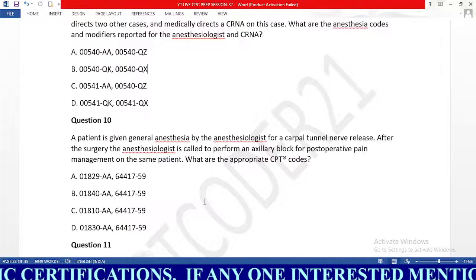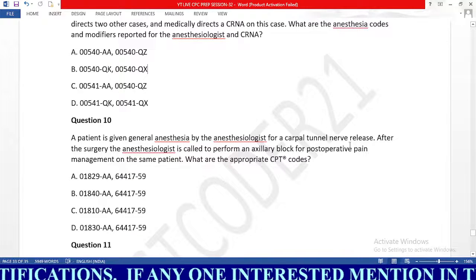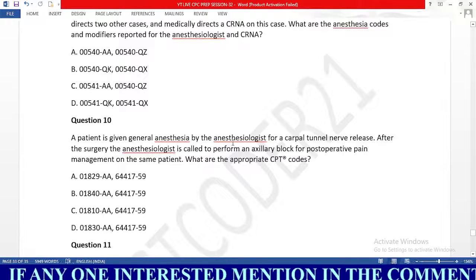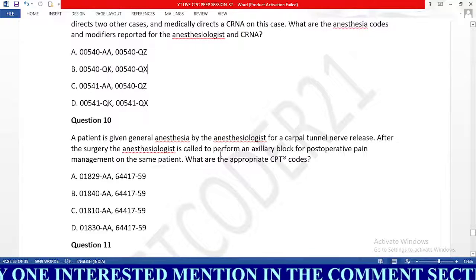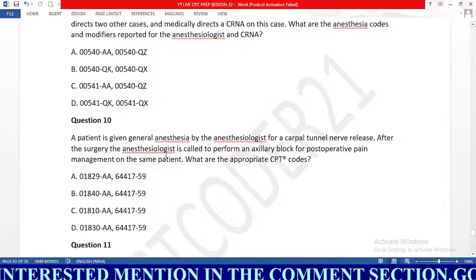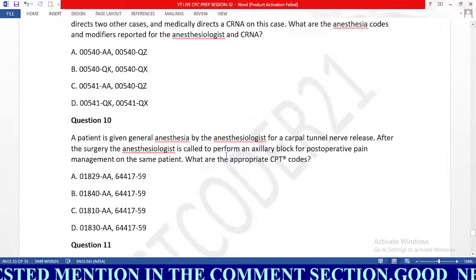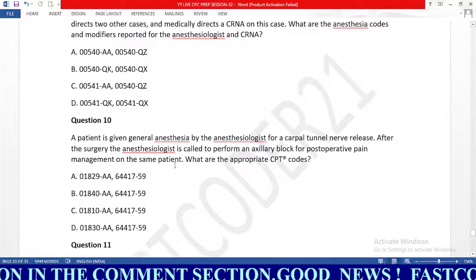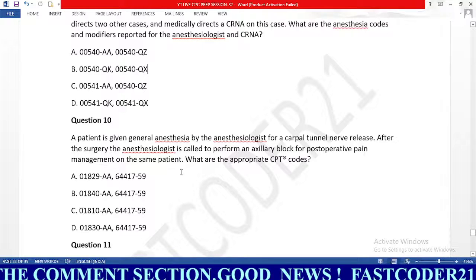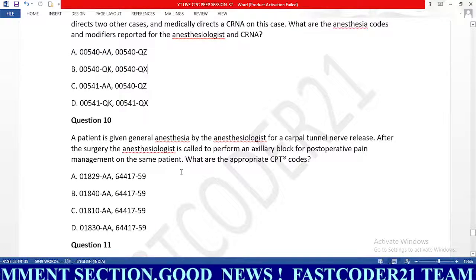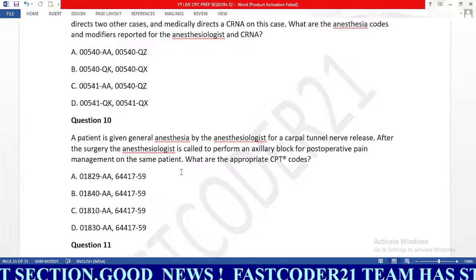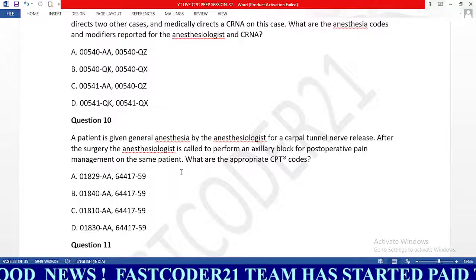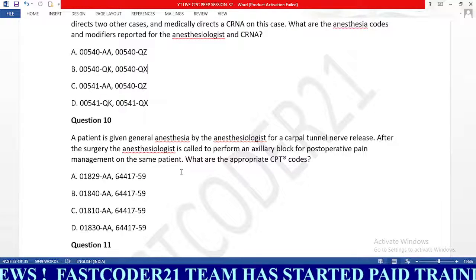A patient is given general anesthesia by anesthesiologist for carpal tunnel nerve release. So here we need to assign modifier AA. As the anesthesiologist provided the anesthesia, we need to code AA modifier. After the surgery, the anesthesiologist is called to perform an auxiliary block for postoperative pain management on the same patient. So here, based on CPT guidelines, as we have discussed previously, if the post-operative pain management is provided by the anesthesiologist, we can code. If the physician performs, we can't code. So here we need to code for post-operative pain management also.